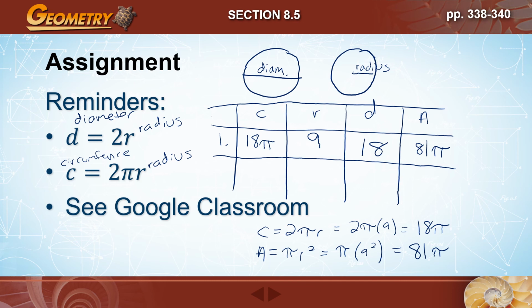Now, if they give you the circumference, you're going to have to work backwards using your formula to figure out what r is, and then you can use that to find d, and you can use the r to find the area. You'll always be given one, and you'll have to figure out how to find the others.